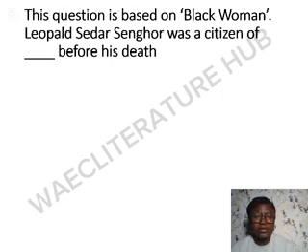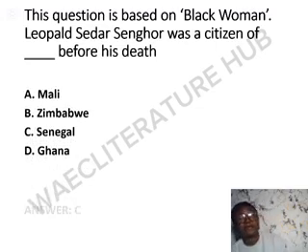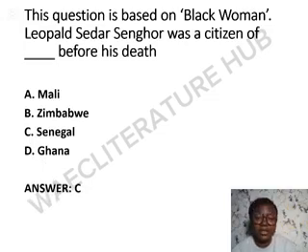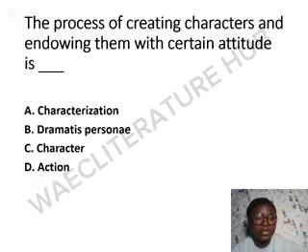This question is based on Black Woman by Leopold Sedar Senghor. Leopold Sedar Senghor was a citizen of which country before his death: Mali, Zimbabwe, Senegal, or Ghana? And our answer is Senegal. He was a Senegalese. The process of creating characters and endowing them with certain attitudes is: characterization, dramatis personae, character, or action? And our answer is characterization.